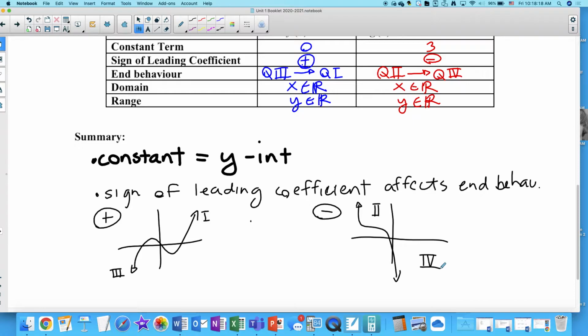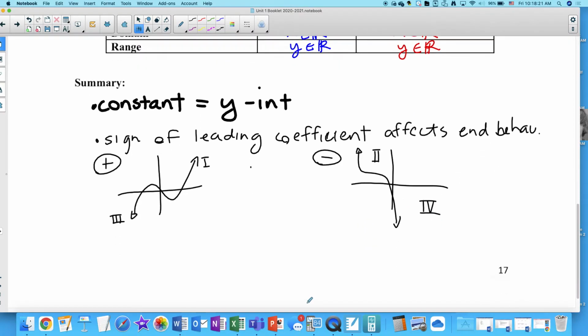Okay? And then also domain and range. What can we say about those for cubic functions? The domain is that x is an element of the real numbers, and the range is that y is an element of the real numbers as well. And of course, just like all the other functions, the only time that we will restrict these is if we have a context in place, right?